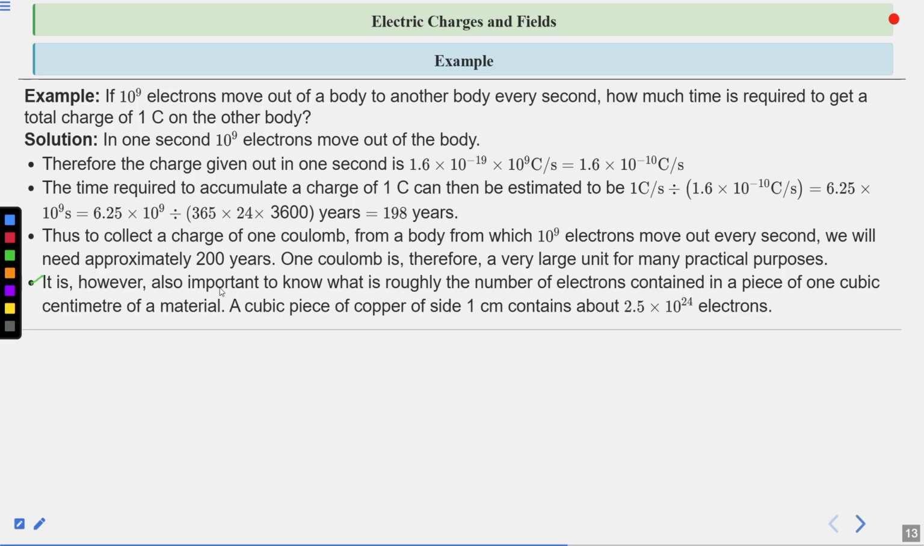It is, however, also important to know roughly the number of electrons contained in a piece of 1 cubic centimeter of a material. A cubic piece of copper of side 1 centimeter contains about 2.5 into 10 raised to the power 24 electrons. This is a very big number. Clear?